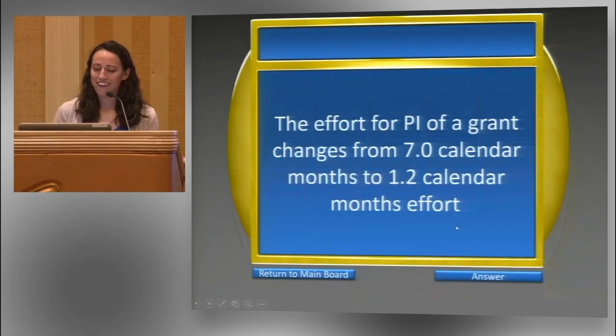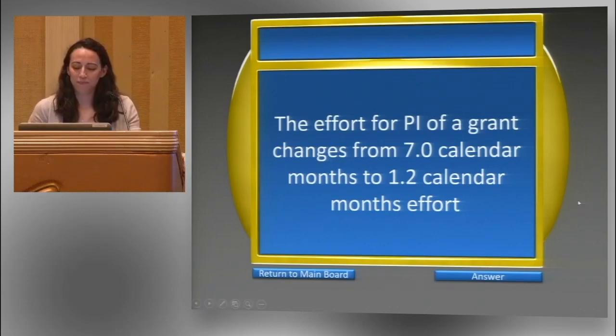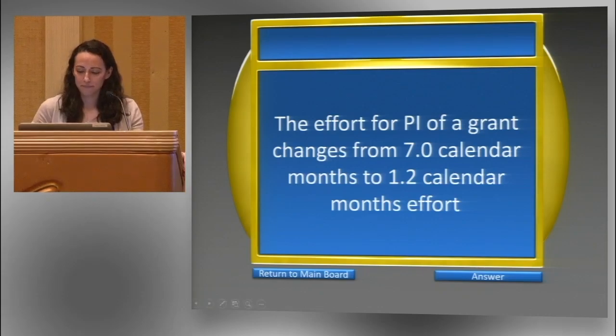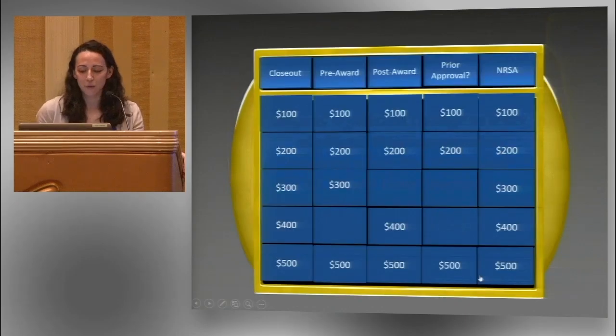Fantastic. All right. The effort for PI of a grant changes from 7 calendar months to 1.2 calendar months effort. So what kind of prior approval might that indicate? What is a reduction of more than 25% effort? That's right, a significant change in the level of effort. Prior approval would be required since they're reducing by more than 25%. Nice job.